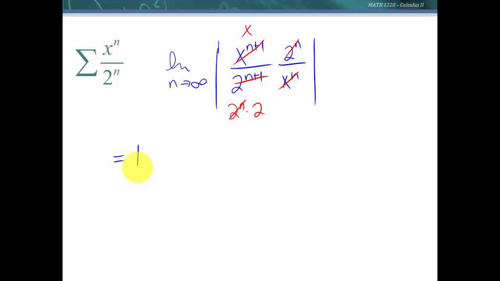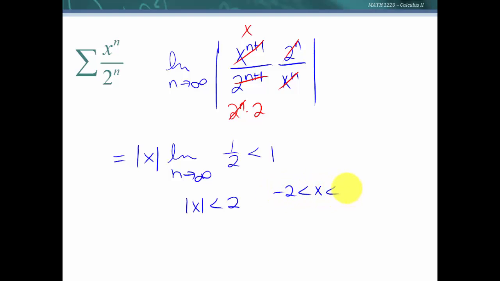So we have left, bringing the x out in front, limit as n goes to infinity of 1/2, and we're interested in when that is less than 1. So our n's are all out of there, so it doesn't matter when n goes to infinity, we still have the 1/2. And so when the absolute value of x is less than, multiplying both sides by 2, we would have convergence. So looking at our interval of convergence, it's going to be from -2 to 2, but we have to test the endpoints, and we can see our radius of convergence then is 2.